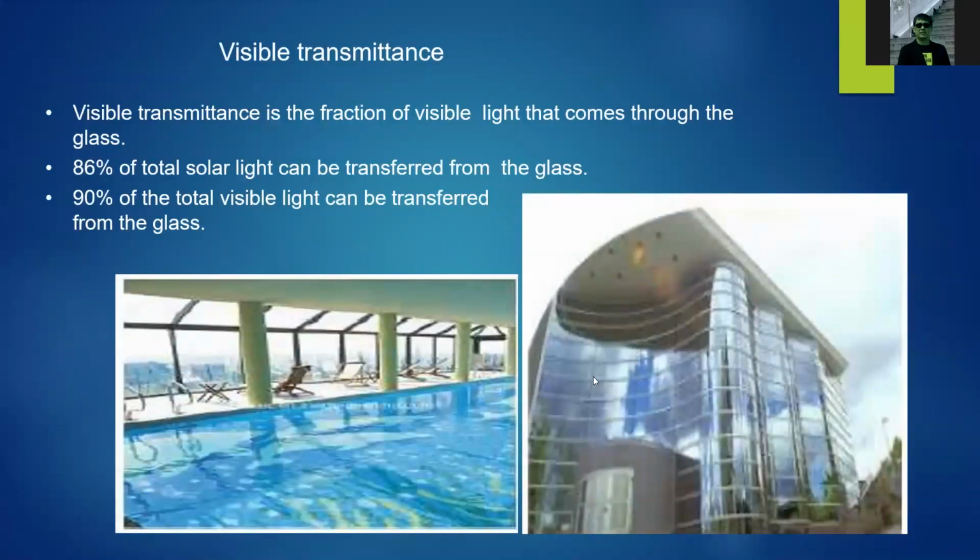Glass has very high visible transmittance. Visible transmittance is the fraction of visible light that comes through the glass. As you can see, 86% of the total sunlight can be transmitted through the glass, and 90% of the total visible light can be transmitted through the glass.